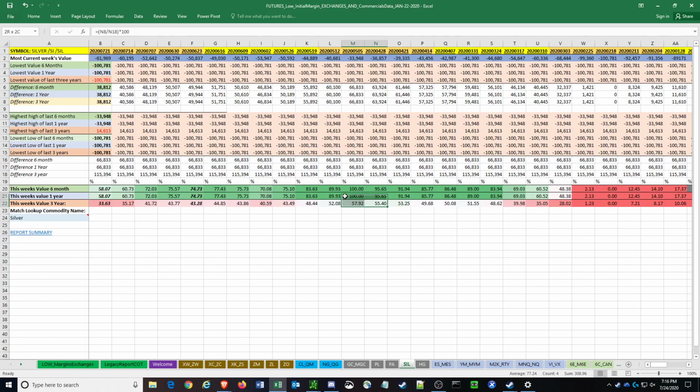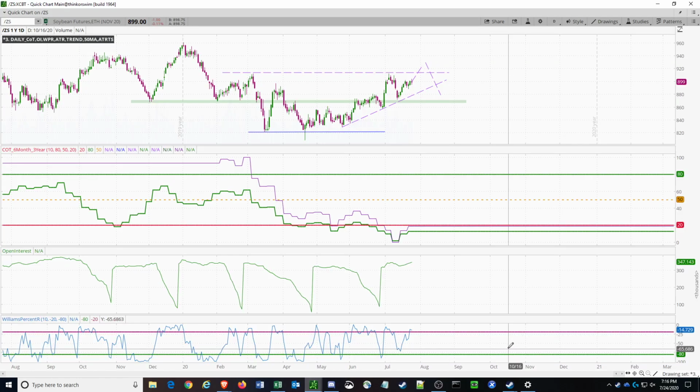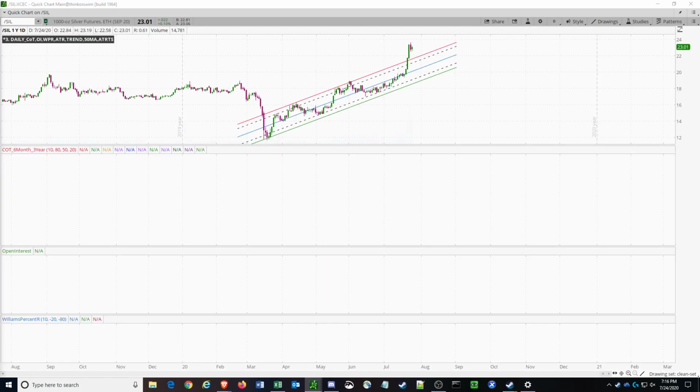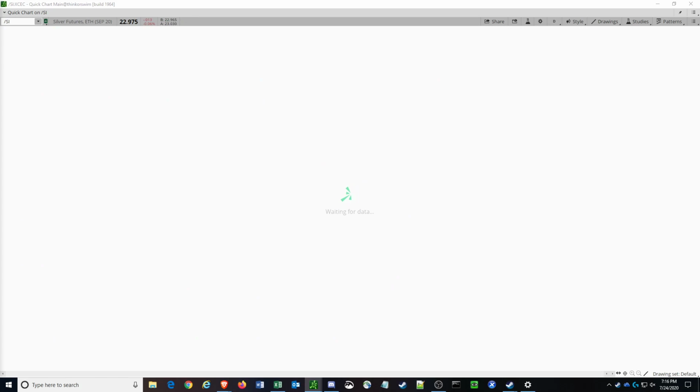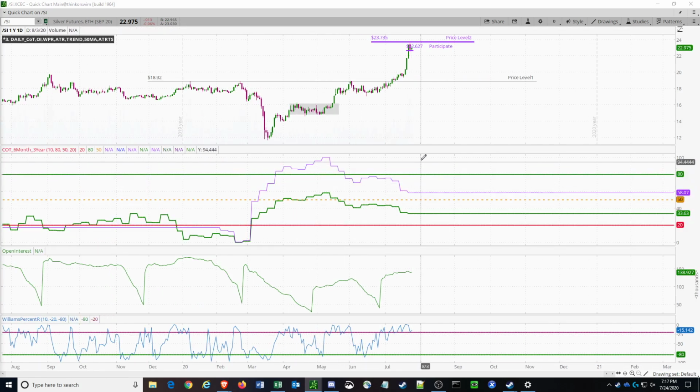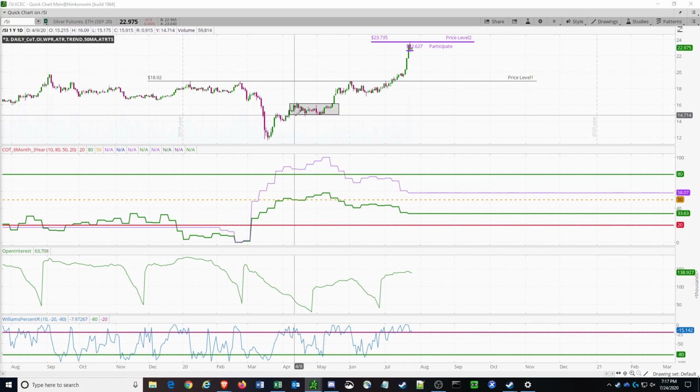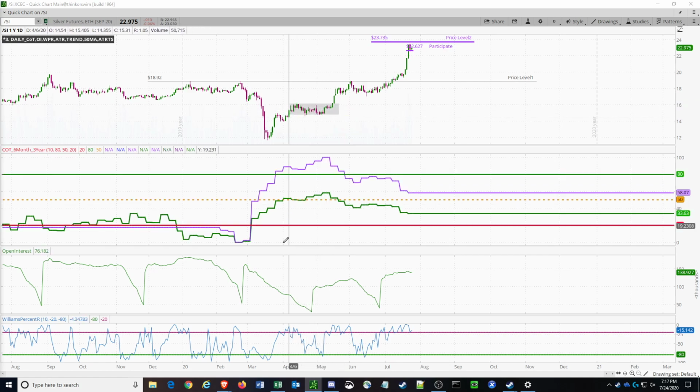We see numbers like this in the 3-year index, and this for silver is bullish as all heck. So let's pull up the chart here. This is one that I missed. Admittedly, this is one that I missed, and I wish I didn't miss it, because we had this well-defined range happening right here.